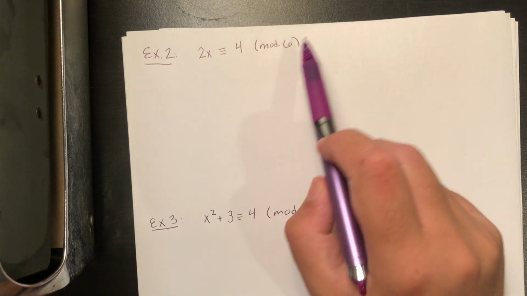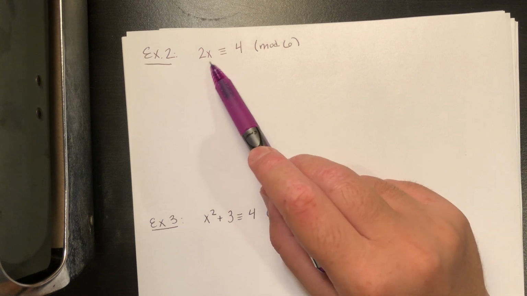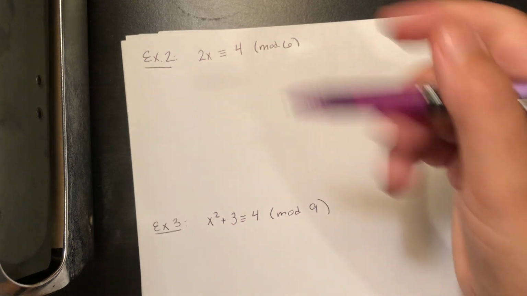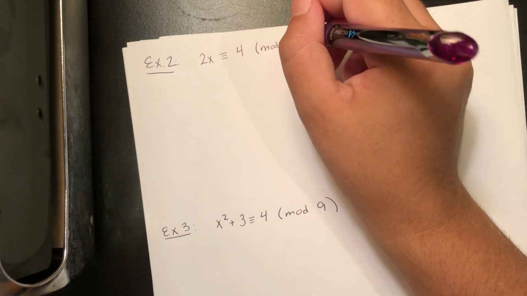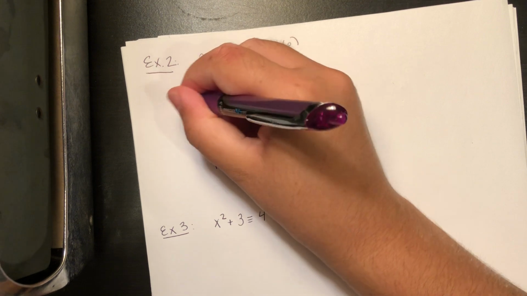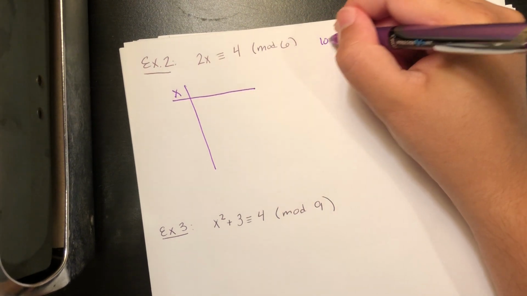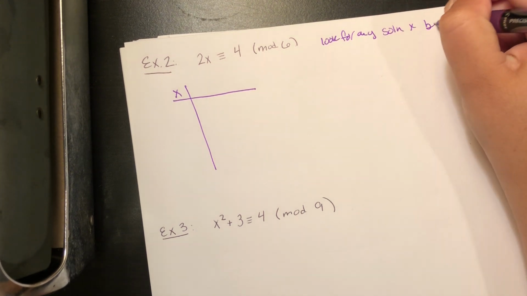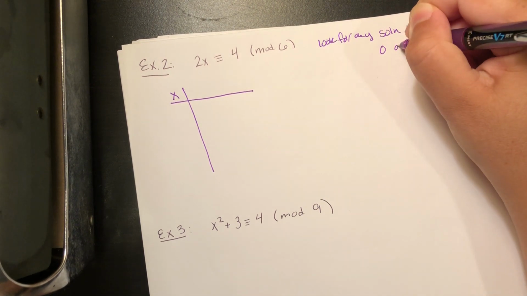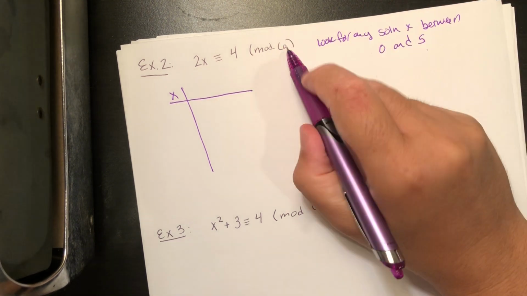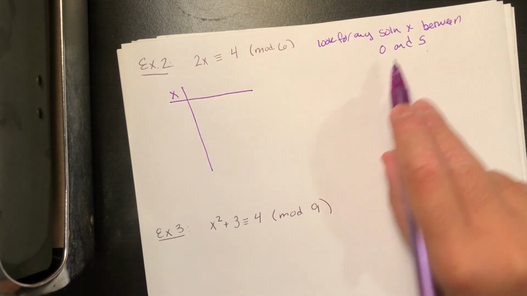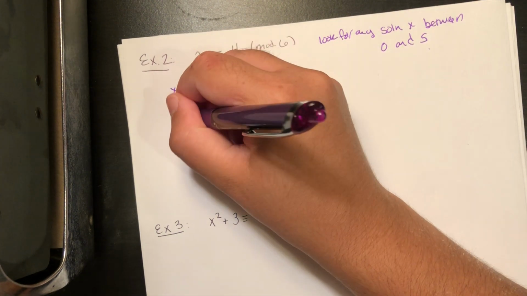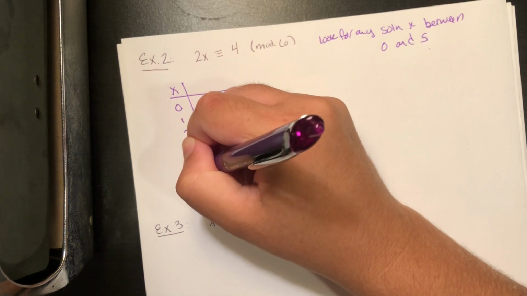But we have to be careful when we're solving congruences like this, because there's other solutions that won't look exactly like dividing both sides by 2. And so one thing that we can do to solve something like this is look for any solution x between 0 and 5. Right, 0 and 1 less than the modulus of the congruence, because once we hit 6, we're back to 0 again. So my only potential solutions here are the numbers 0, 1, 2, 3, 4, and 5.